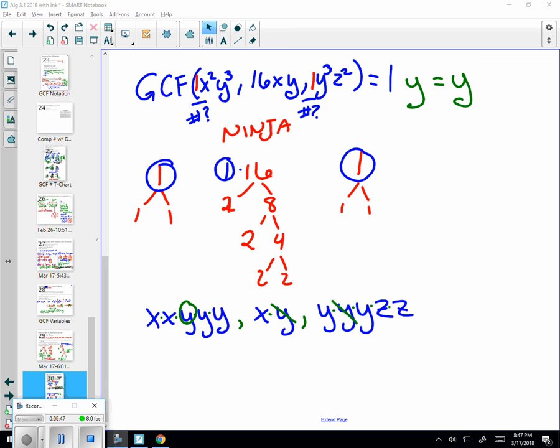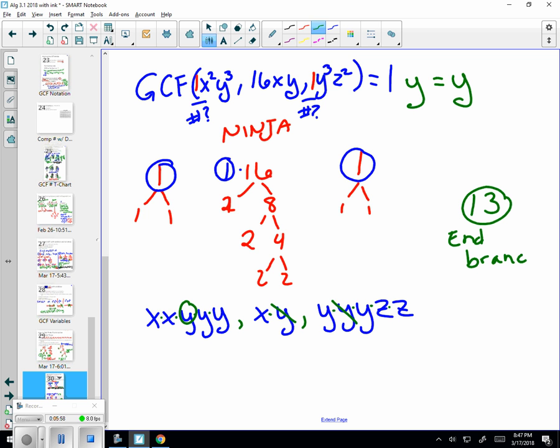One last thing. If you have a prime number, like 13, he already is prime. He is already the end branch. Done. He could have 1 as a branch.